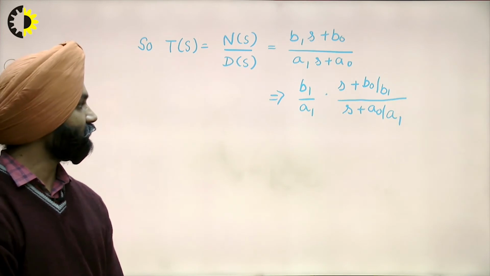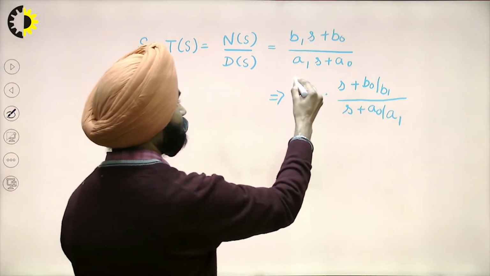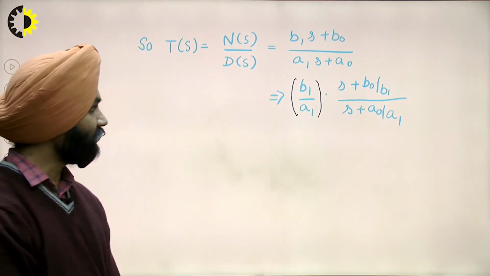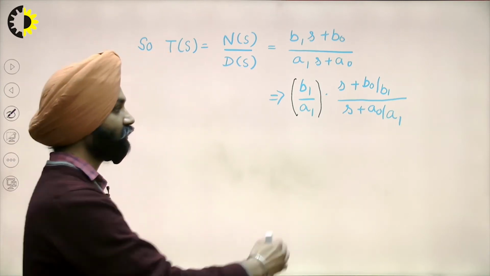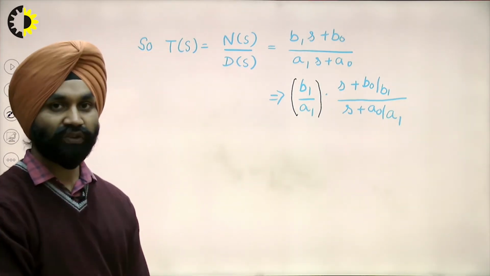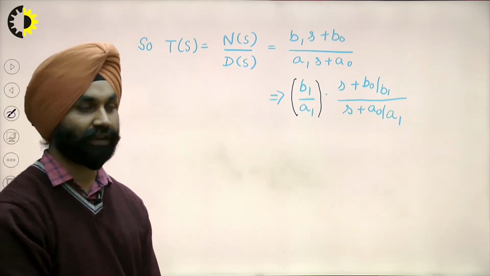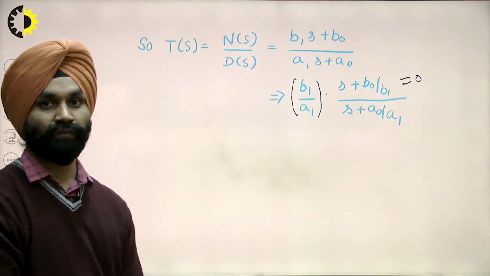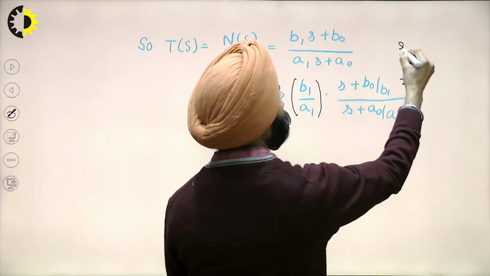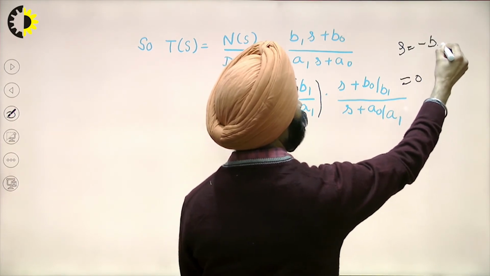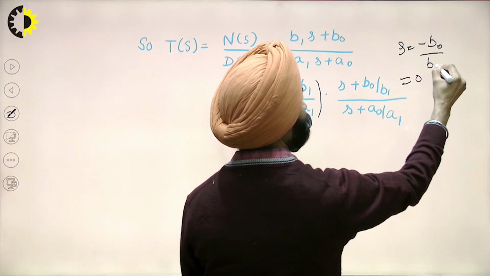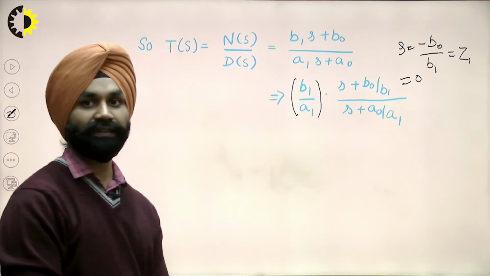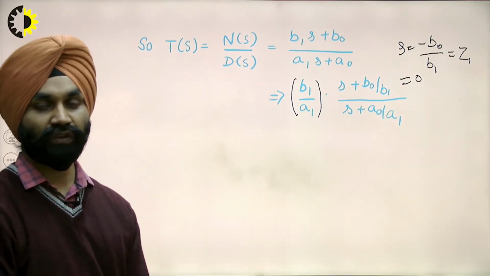If we see this equation, it has this component which is a constant. And if we see this side of the equation, the zeros of this equation can be given by equating this N(s) equal to 0, or we can say that s is equal to minus b naught by b1 are the zeros. Let's suppose z1 are the zeros of this transfer function.